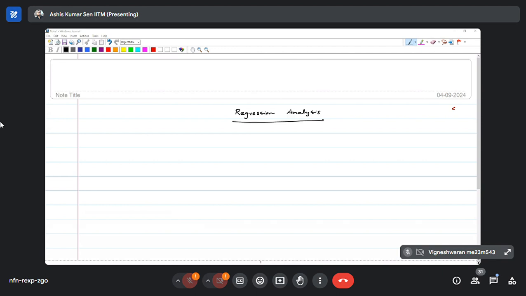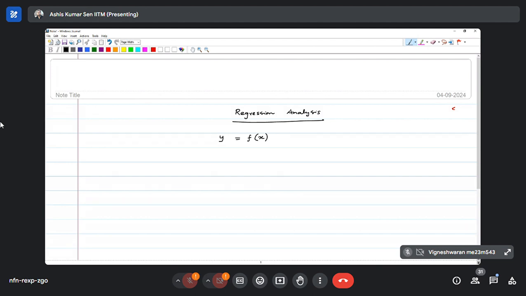Okay, so let's say you have a dependent variable which is y, and an independent variable which is x, and you want to relate these two. So you have to come up with a relationship where you can express y as a function of x. Okay, now how do we sort of find this function?